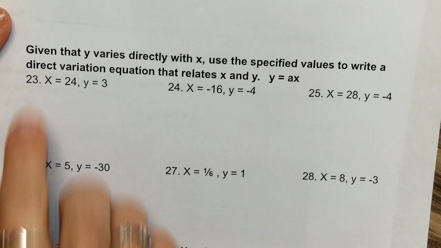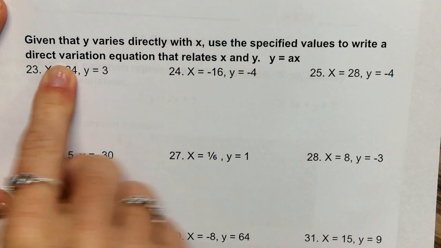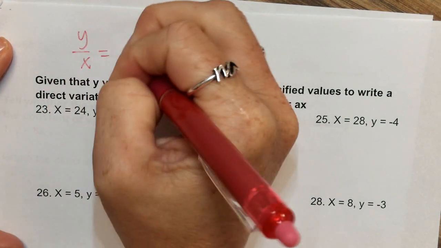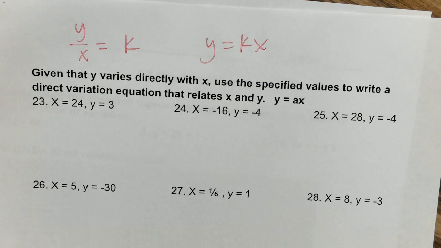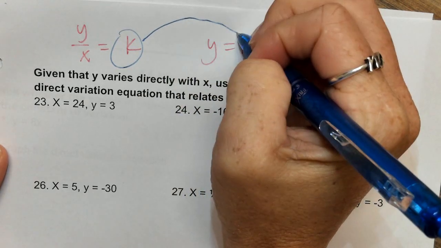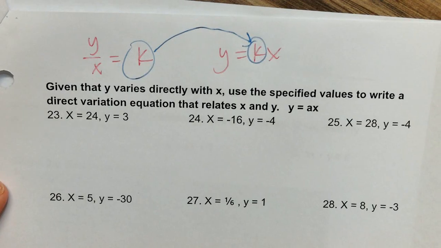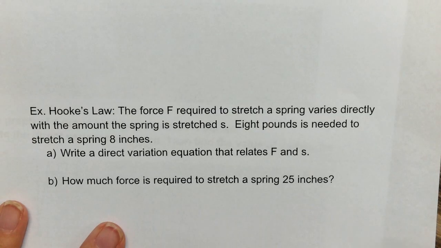Got it? On the back, it says, given that y varies directly with x, write the equation. So you're just dividing y over x to get your constant, and then you're writing your equation with your constant, y equals kx. So whatever you get for this answer is your slope, your constant of variation. Yes? And then the last one is just a word problem, kind of like what we did on the last part. All right, you may get going.